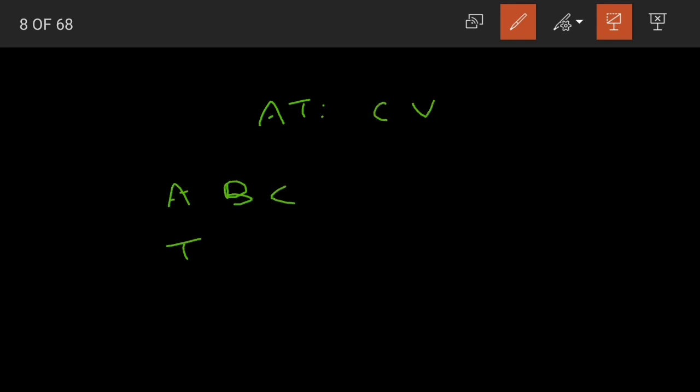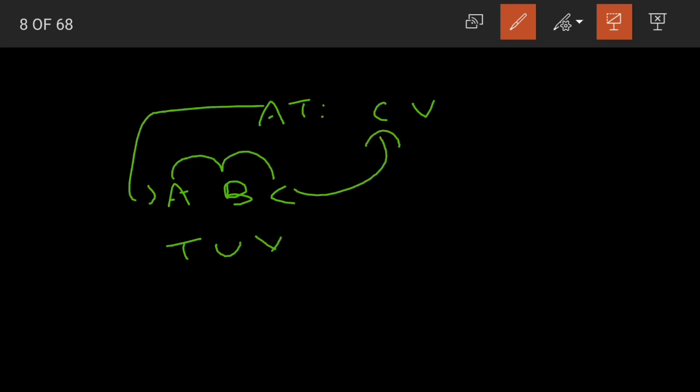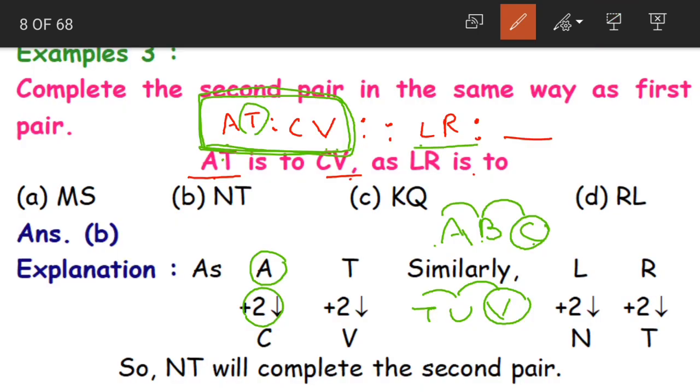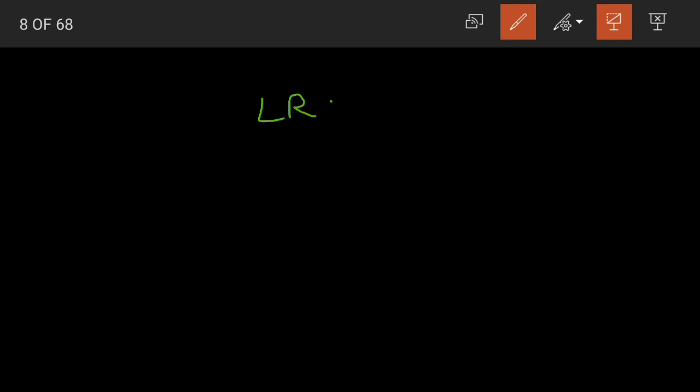If we move 2 steps from A, we will get our C. Then we have T. If we move 2 steps from T, we will get our V. Understanding the relationship, A plus 2 is equal to our C. T plus 2 is equal to our V. In the same way, what is our question now? LR. We need to find out the letters for LR which follow the same relation as AT is to CV.